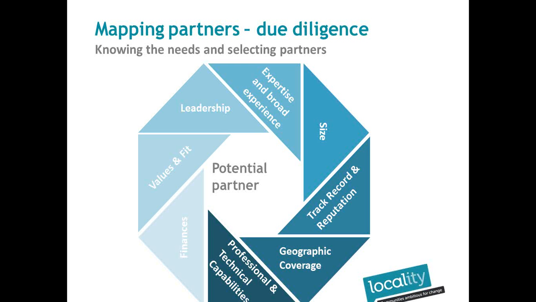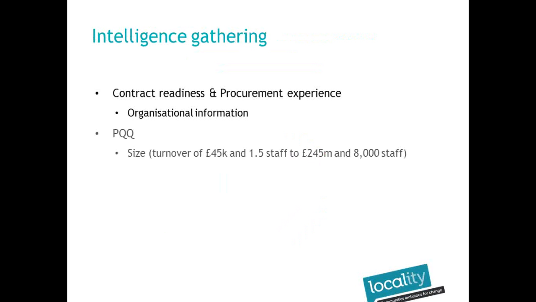And you'll need to know what their contract readiness is, so what their professional and technical capabilities are as an organisation. How good are they at bidding? What professional standards do they have? All the things that would get you through a pre-qualification questionnaire. Well, across the partnership, which organisations have the information on that? So this level of intelligence gathering, you could split it across 3 areas, but the contract readiness, their general experience of procurement, and the organisational information, really worth collecting and gathering.